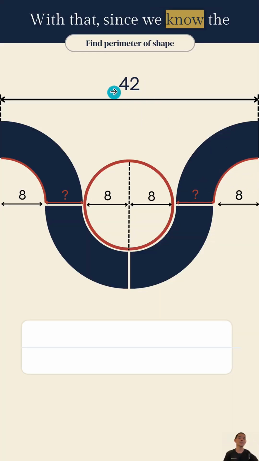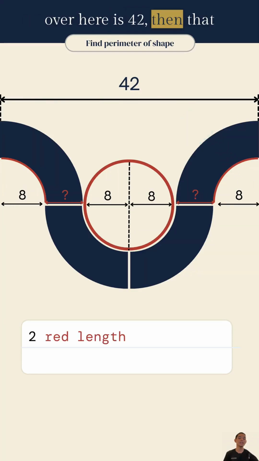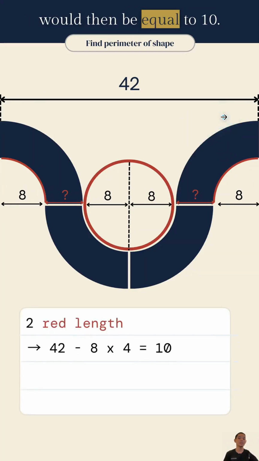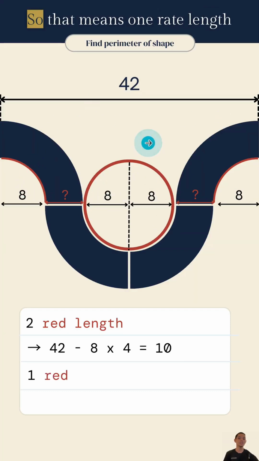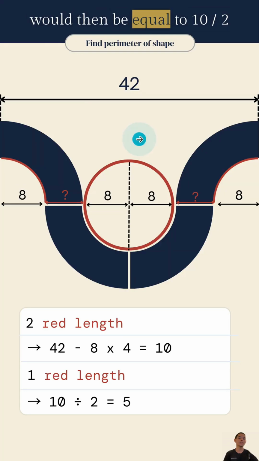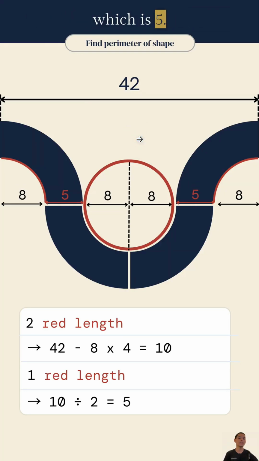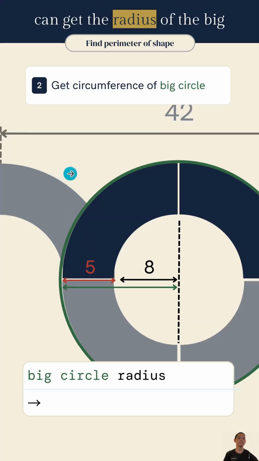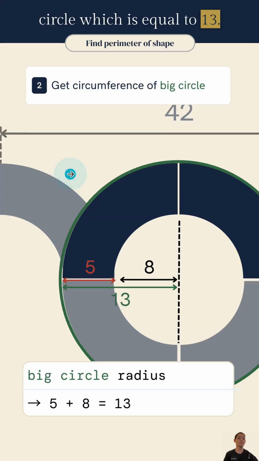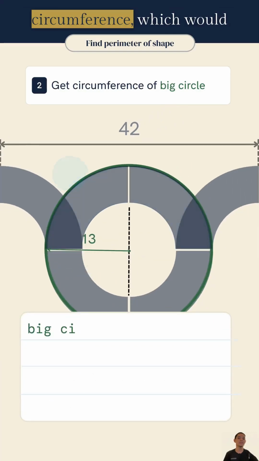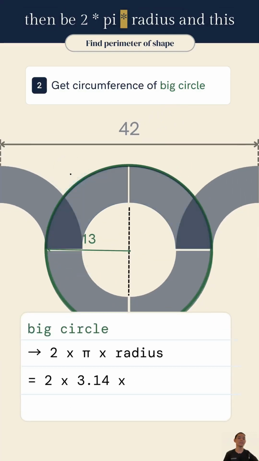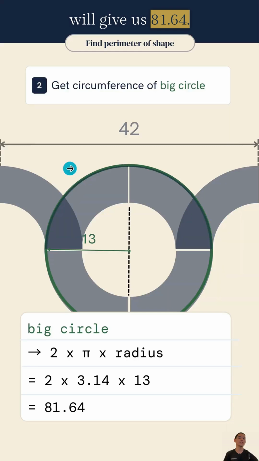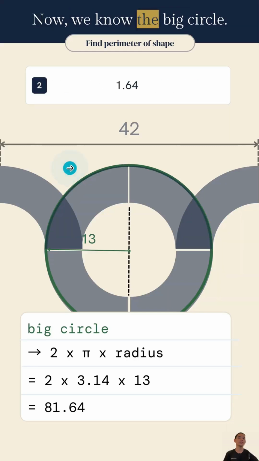With that, since we know the total length of this straight line over here is 42, that means the two red lengths would be equal to 10, which is 42 minus 4 times this 8. So one red length would be equal to 10 divided by 2, which is 5. Now we know the red length is 5, so we can get the radius of the big circle, which is equal to 13. Then from there, we can get the circumference, which is 2 times pi times radius, and this will give us 81.64. Now we know the big circle.